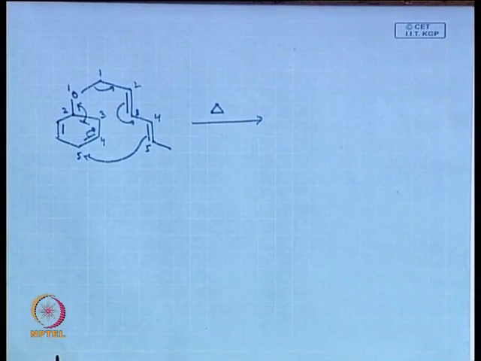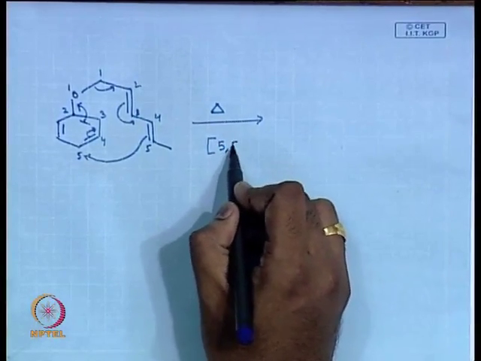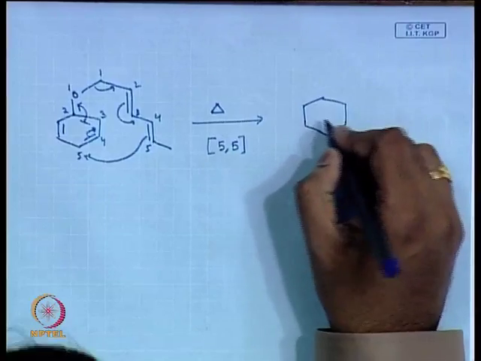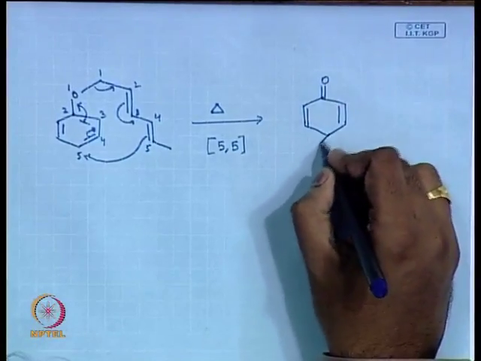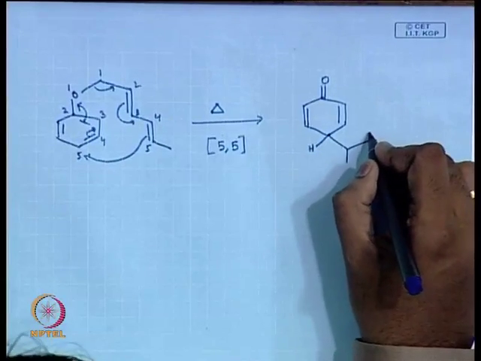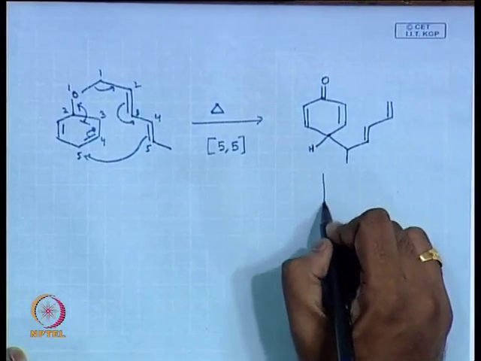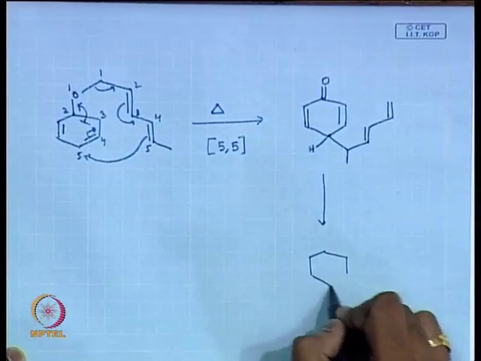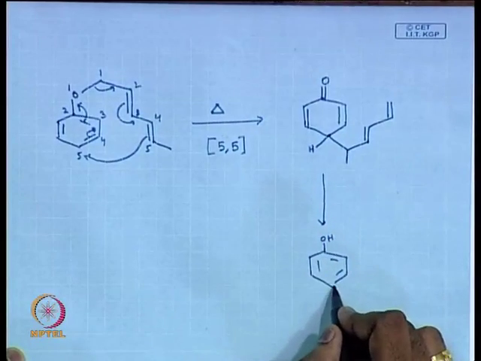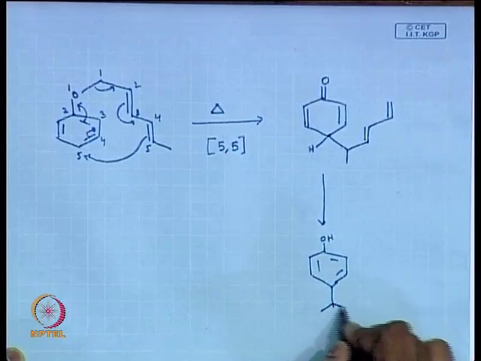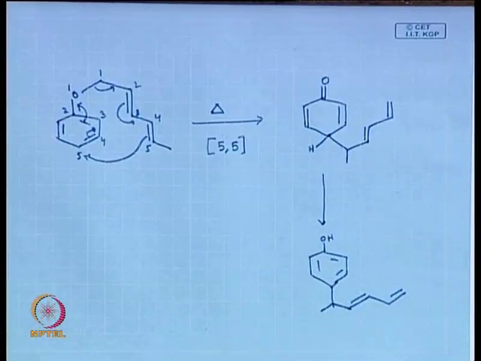Yeah, you can get a nice 5 comma 5 sigmatropic shift. In Claisen you can see that 5 comma 5, with 3 comma 5 also you will get, but this is a good example for your 5 comma 5 in Claisen. So I get a product like this, right, and this can aromatize very fast to give me this. This is a 5 comma 5 sigmatropic shift. It's a higher version of your Claisen rearrangement.